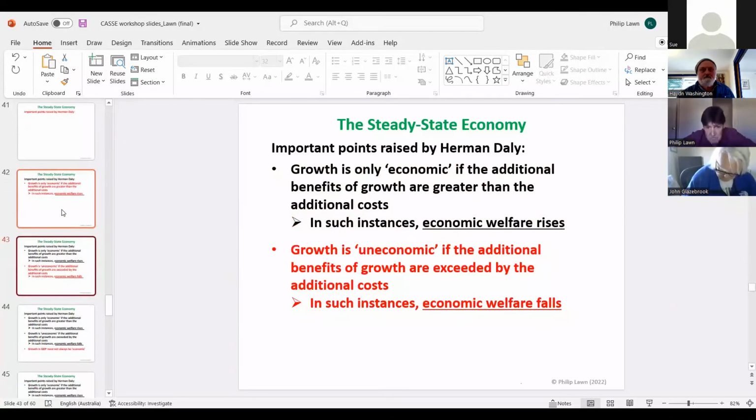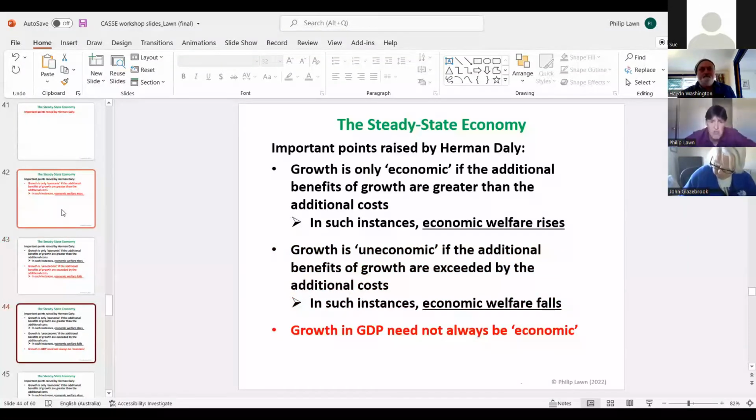But growth can be uneconomic. So growth in GDP will be uneconomic if the additional benefits of growth in GDP are exceeded by the additional costs. So in that situation, economic welfare falls. So it's almost always automatically assumed that growth in GDP is economic. Well, in fact, it can be uneconomic. If it increases costs faster than it increases benefits, then the growth in GDP is uneconomic, economic welfare falls, and therefore the growth in GDP is undesirable. So growth in GDP need not always be economic.